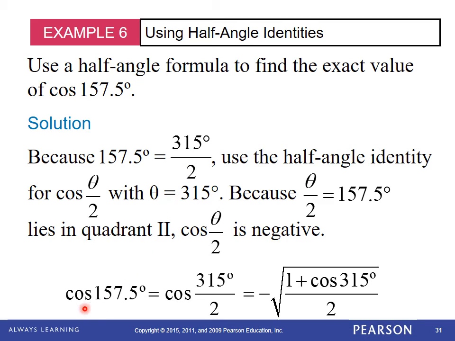So as an example, here it is: cosine 157.5 degrees really is cosine of 315 degrees over 2, and then we're going to use that half-angle formula. So to get the half angle of cosine, we're just going to plug in cosine of 315 degrees, add 1 to it, divide by 2, take a square root, and that plus or minus sign, we're going to think about, okay, where is 157.5 degrees? That is going to be in quadrant 2. And we know cosine is going to be negative in quadrant 2. So therefore, we keep the negative sign out front.